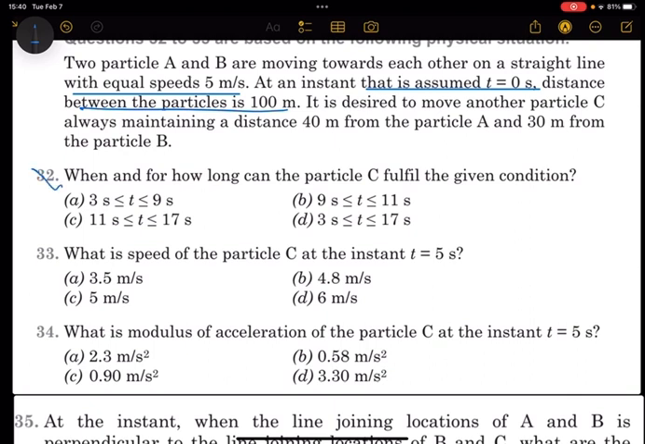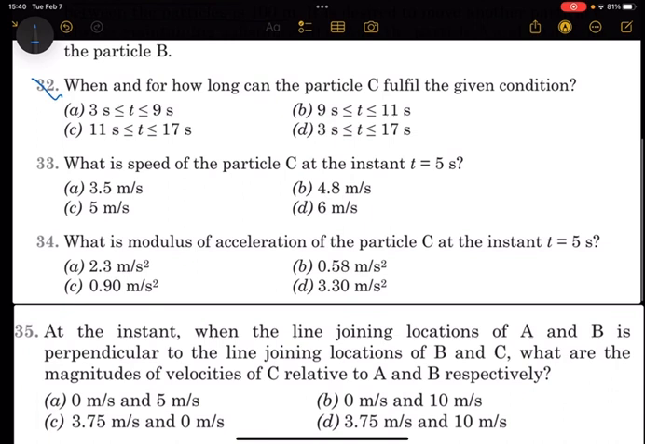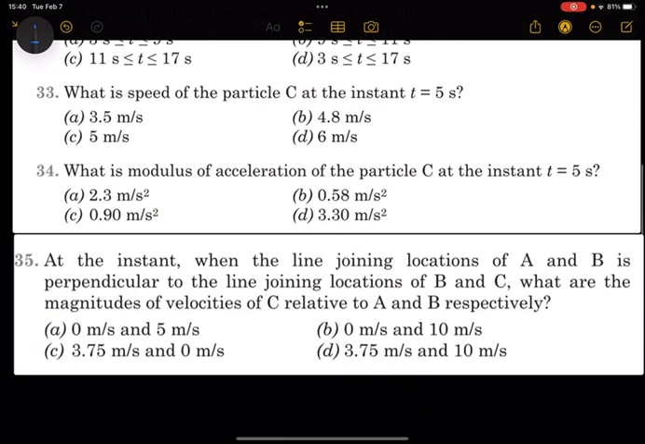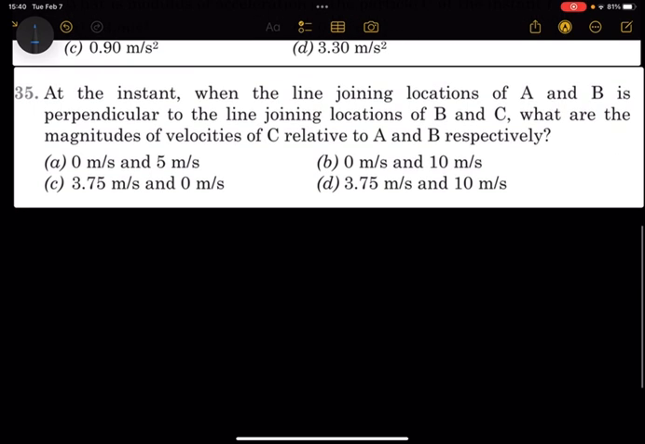What are the questions? Number one: when and for how long can the particle C fulfill the given condition? Second: what is the speed of the particle C at the instant t equal to 5 seconds? Third: what is the modulus of acceleration of the particle C at the instant t equal to 5 seconds? And the fourth: at the instant when the line joining the location of A and B is perpendicular to the line joining the location of B and C, what are the magnitudes of the velocities of C relative to A and B? Okay, so just listen carefully.